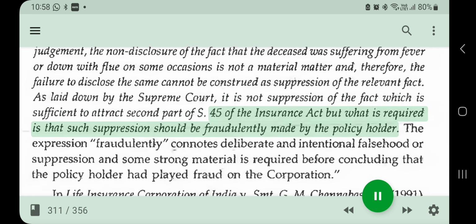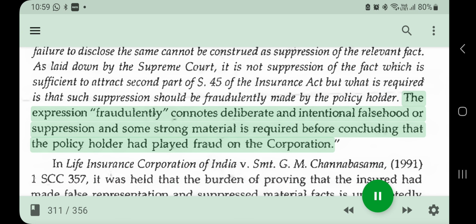Section 45 of the Insurance Act requires that such suppression should be fraudulently made by the policyholder. The expression "fraudulently" connotes deliberate and intentional falsehood or suppression, and some strong material is required before concluding that the policyholder had played fraud on the corporation.